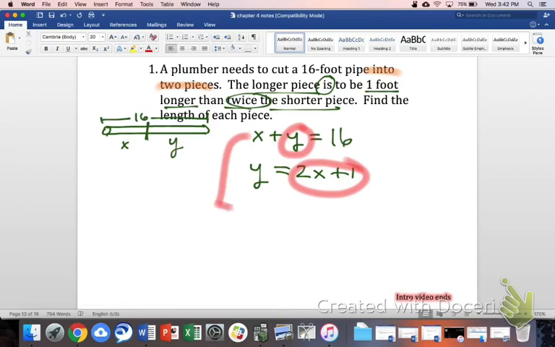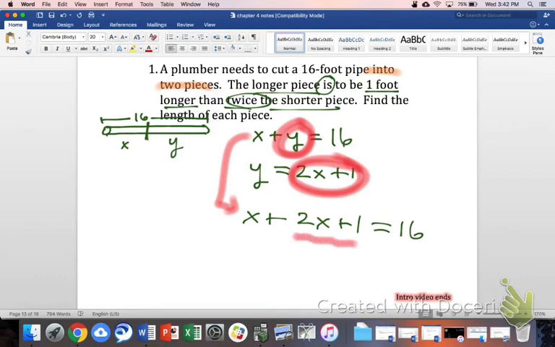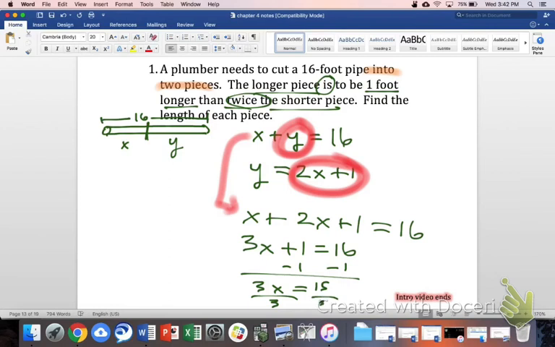So that will look like this. X plus, replacing the Y with 2X plus 1, equals 16. Again, I want to emphasize I'm replacing this Y with 2X plus 1. To finish this out, we're going to simplify and solve. X plus 2X are like terms, so we get 3X plus 1 equals 16. To solve, I subtract 1 from each side, giving me 3X equals 15. I divide both sides by 3, and so X is equal to 5.